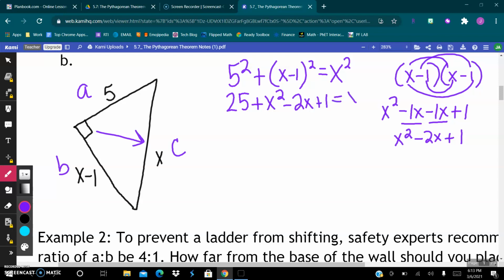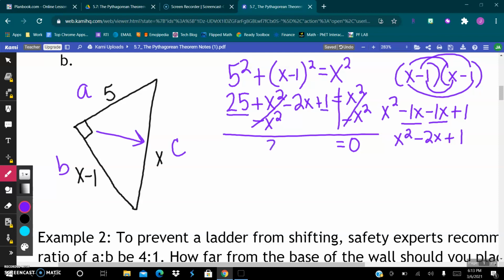And that equals x squared. Now we have x squareds on both sides. So I'm going to minus x squared to move them to the same side. They're both positive, so the opposite would be to subtract. What that does is cancels them. So we have 0 here, and then I can combine like terms in this step as well. So 25 and 1 go together, so that's 26. And then I have a minus 2x.